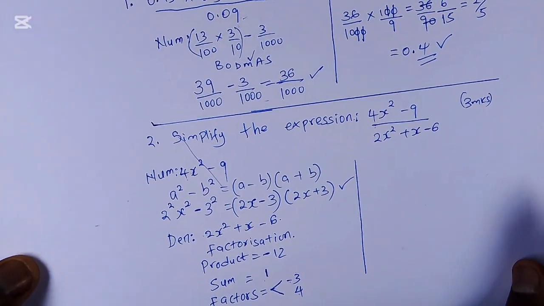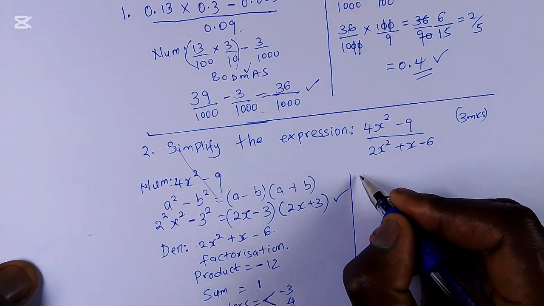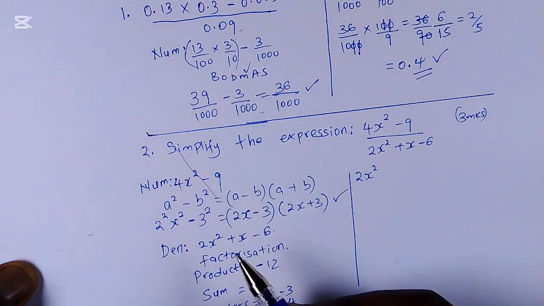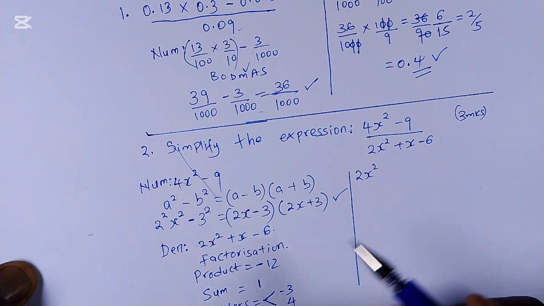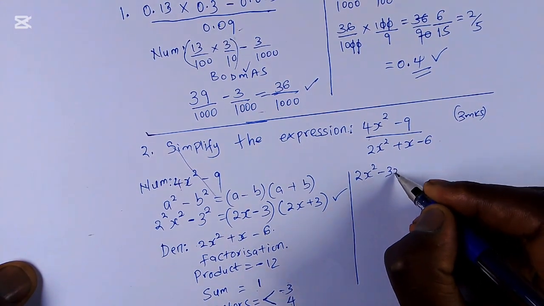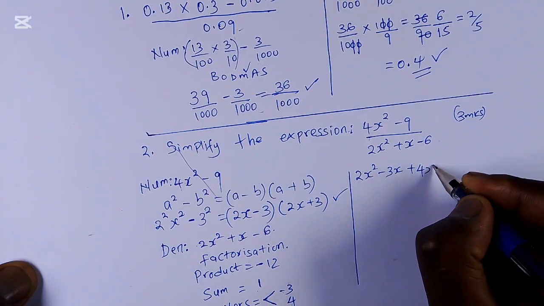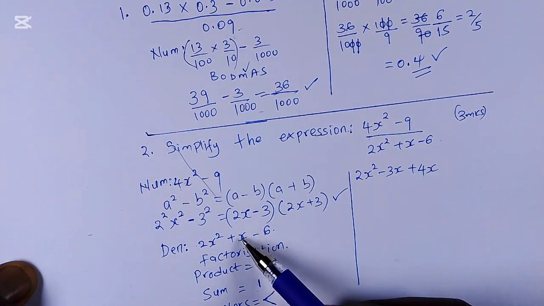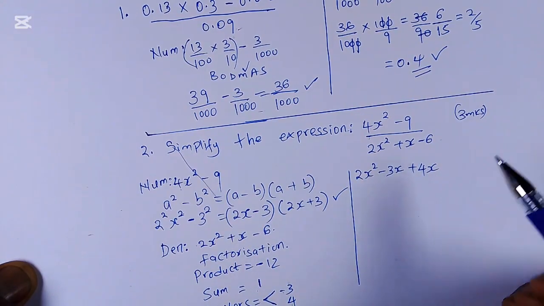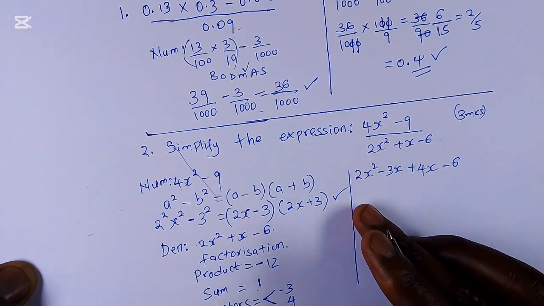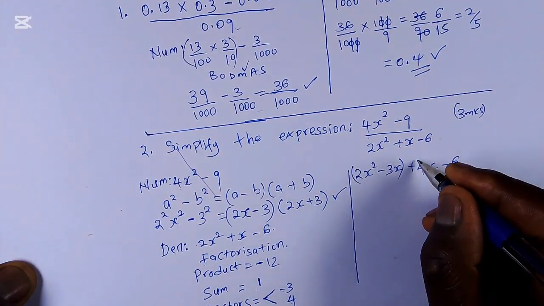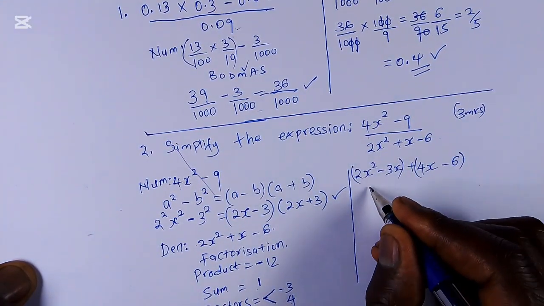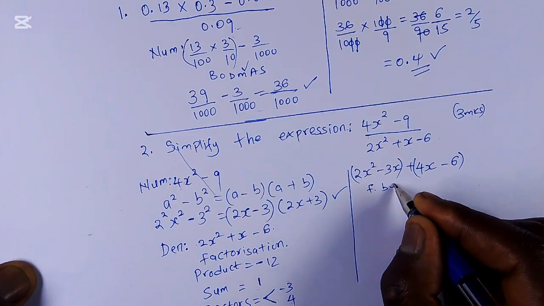So for us now to simplify the denominator, we will take 2x squared. Then we will replace b, which is positive 1, with the factors. So it will be minus 3x plus 4x. And we will retain our variable x in both cases, then minus 6. So when we reach this point, we factorize by grouping.